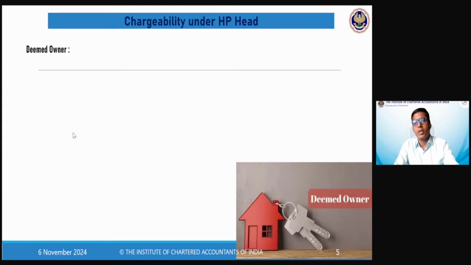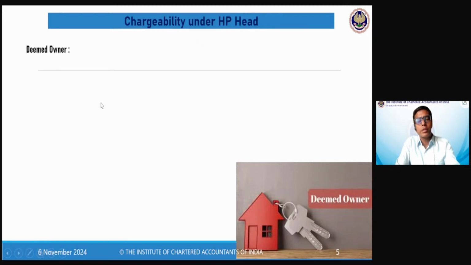A deemed owner means a person in whose name the property is not registered. So on paper, you are not appearing as an owner, but the law assumes you to be the owner. Where the law assumes that you are the owner, that is a deemed owner. So one is the real owner, the true owner, and one is the deemed owner. The true owner is the person in whose name the property is registered. A deemed owner is the person in whose name the property is not registered, but the law assumes this person is the owner.